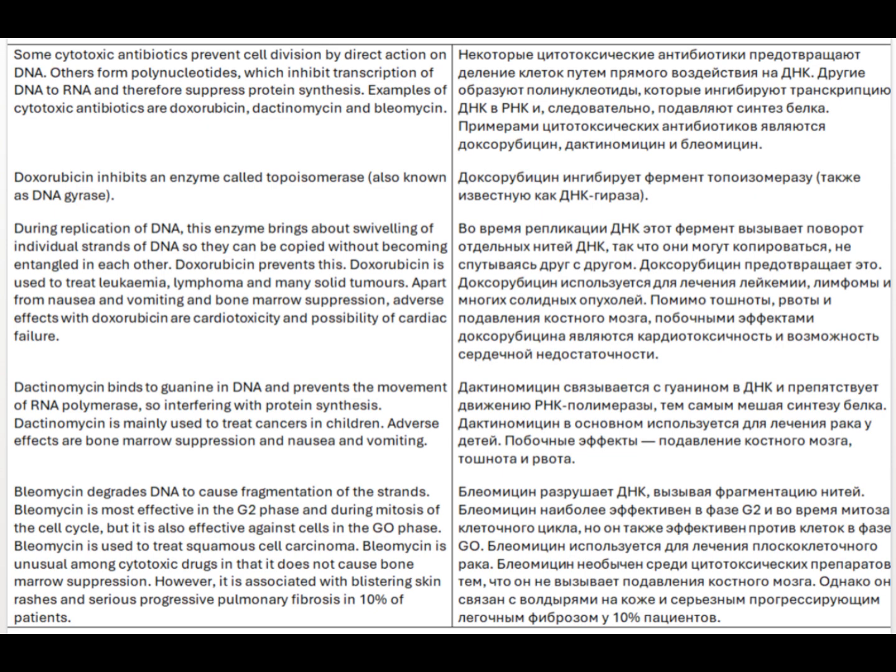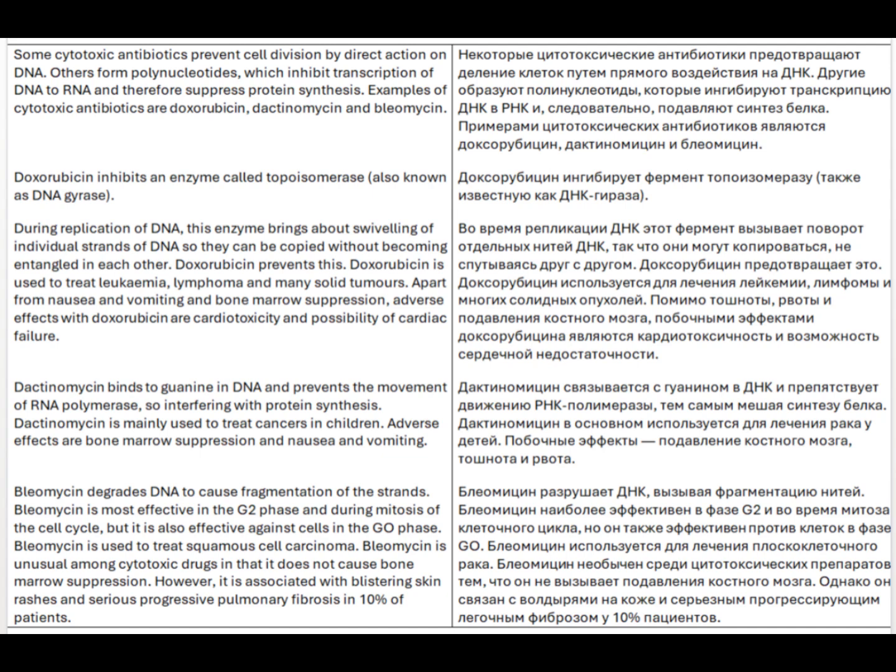Dactinomycin binds to guanine in DNA and prevents the movement of RNA polymerase, so interfering with protein synthesis. Dactinomycin is mainly used to treat cancers in children. Adverse effects are bone marrow suppression and nausea and vomiting. Bleomycin degrades DNA to cause fragmentation of the strands.